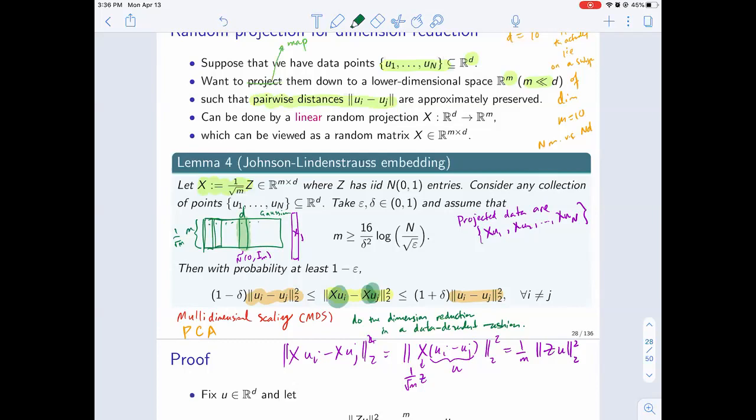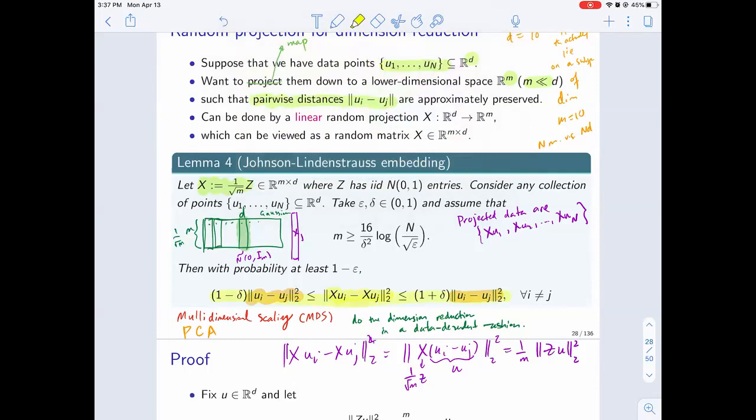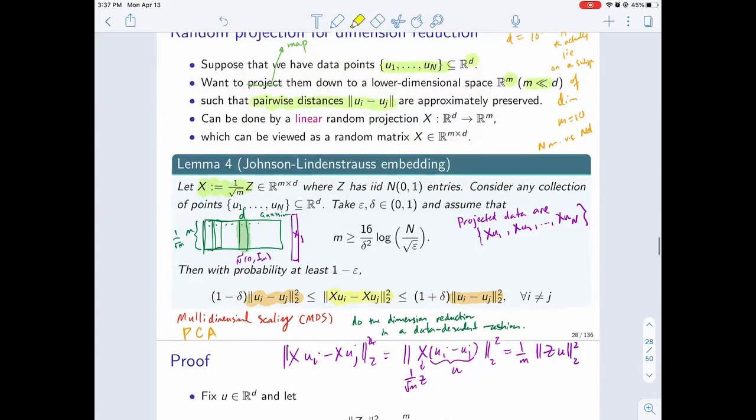And so this expression that we had, this inequality, just formalizes that idea. So the pairwise distances squared after transformation are within a factor of 1 plus delta and 1 minus delta of the distance squared for the original data. Okay. And so the idea was that this can be done.